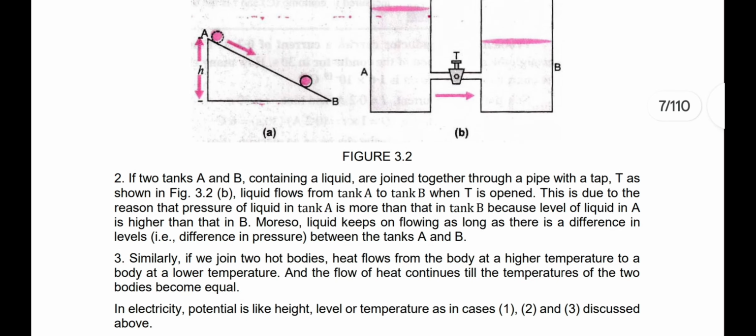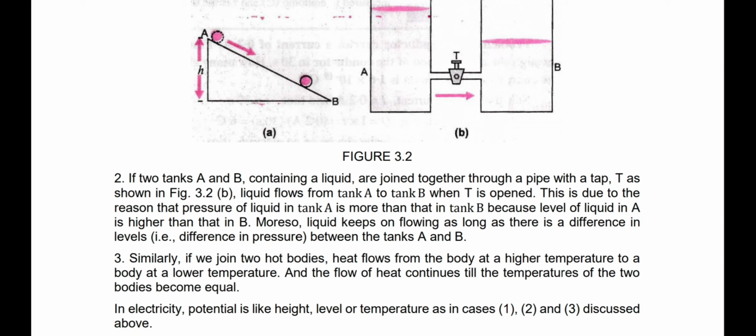Similarly, the second analogy is this. Here in the second diagram, we have two tanks A and B containing a liquid, which are joined together through a pipe with a tap T. As you can see in the diagram, the liquid flows from tank A to tank B when the tap T is opened. From this level to this level, liquid flows.